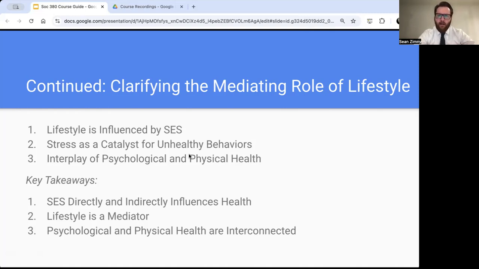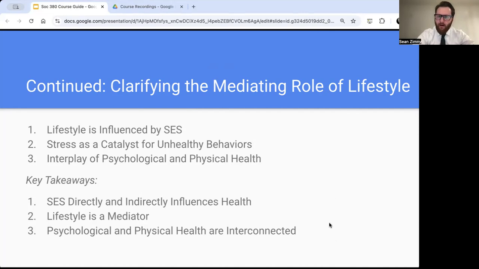And the third, the interplay of psychological and physical health. Poor mental health, such as anxiety and depression, due to socioeconomic status related stress, can contribute to physical health issues, creating a cycle of worsening outcomes. We talked a bit already, right, about that cyclical nature.